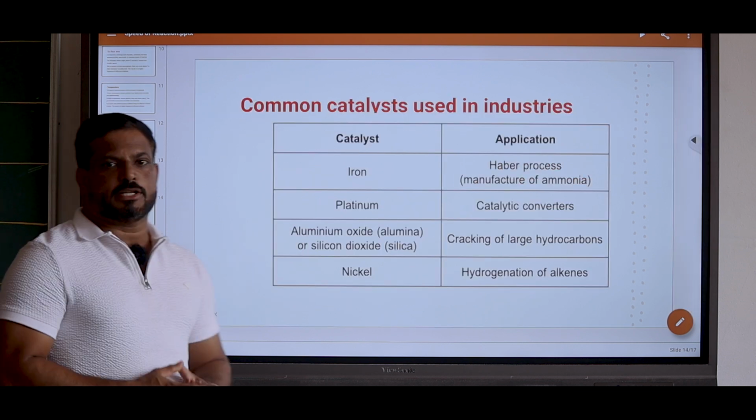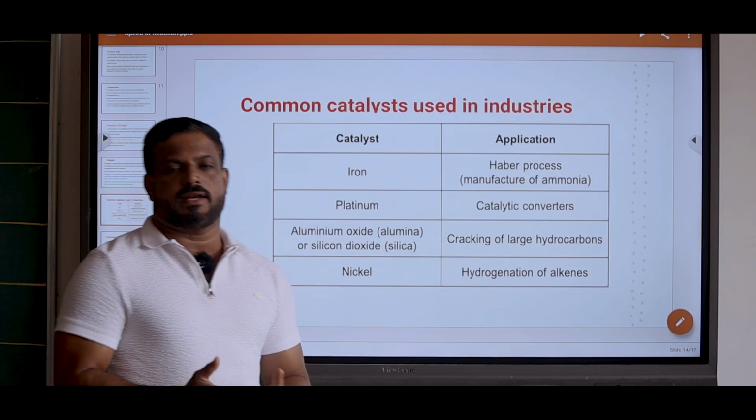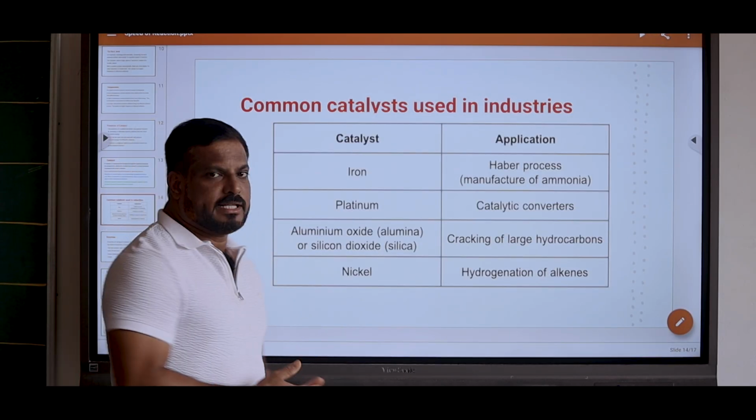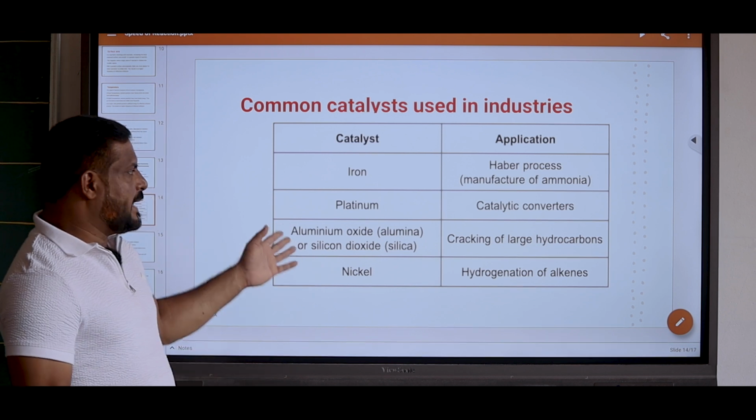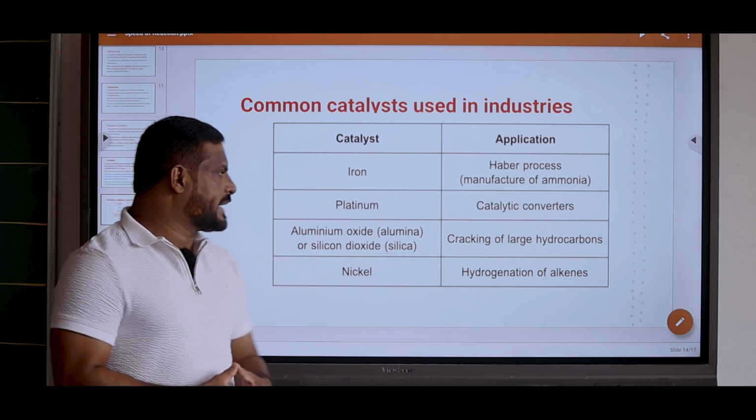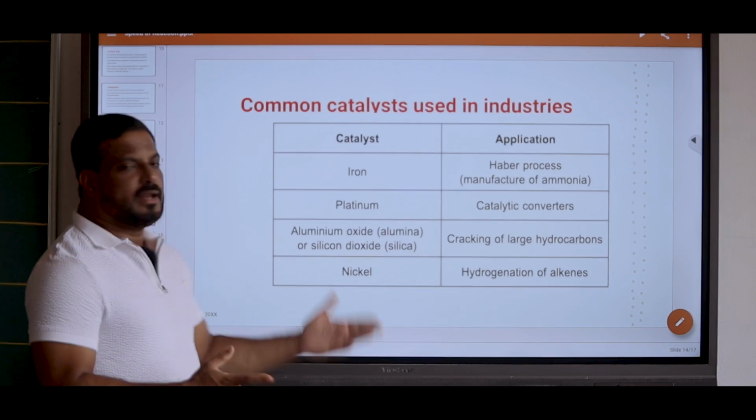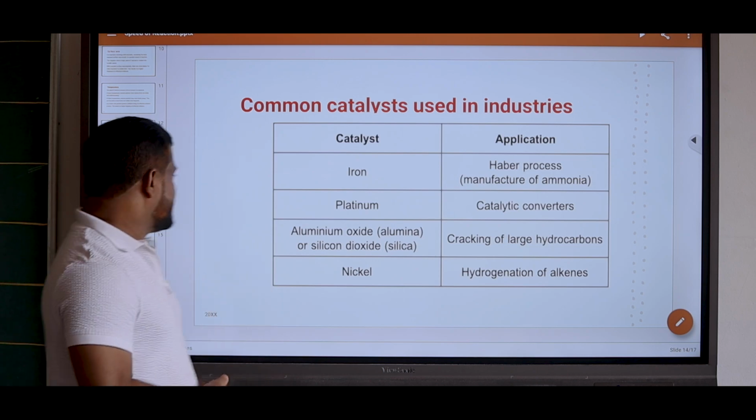Some common examples of catalysts and where we can use them: iron is used in the Haber process, that's the manufacture of ammonia. Platinum is used in catalytic converters. Nickel, hydrogenation of alkenes.